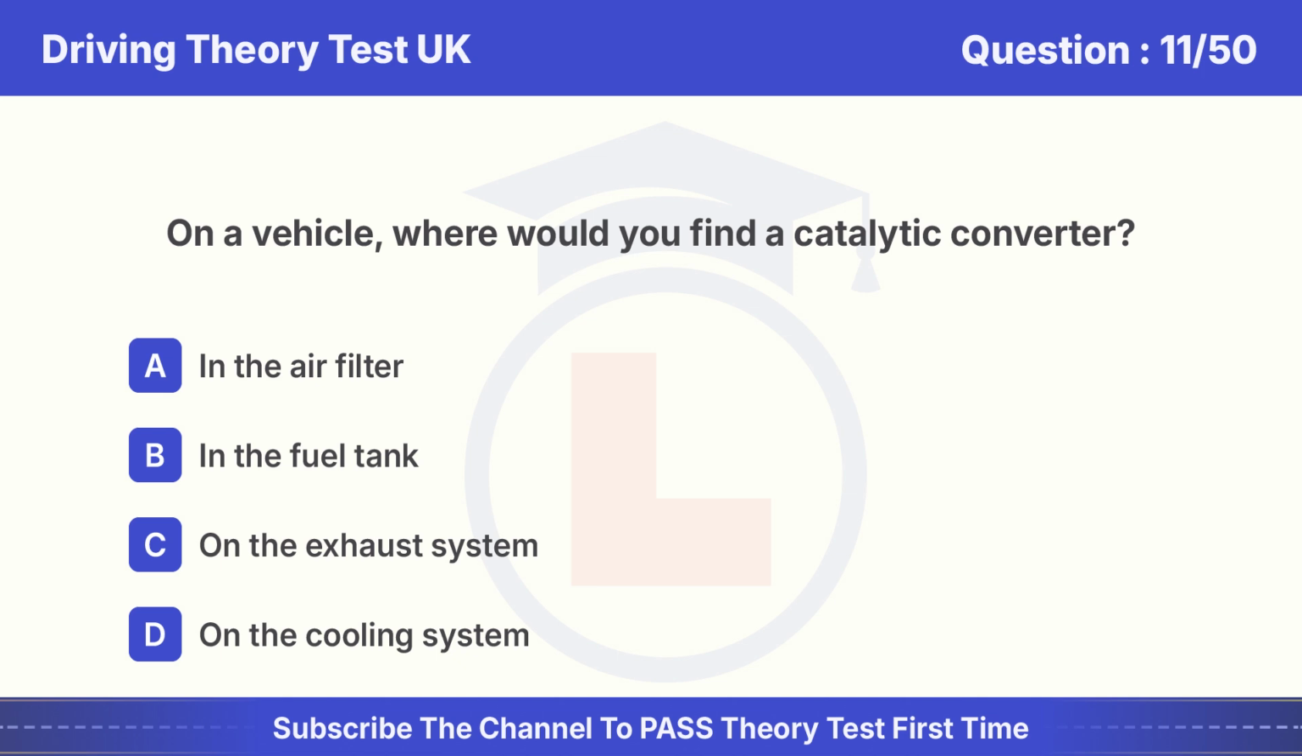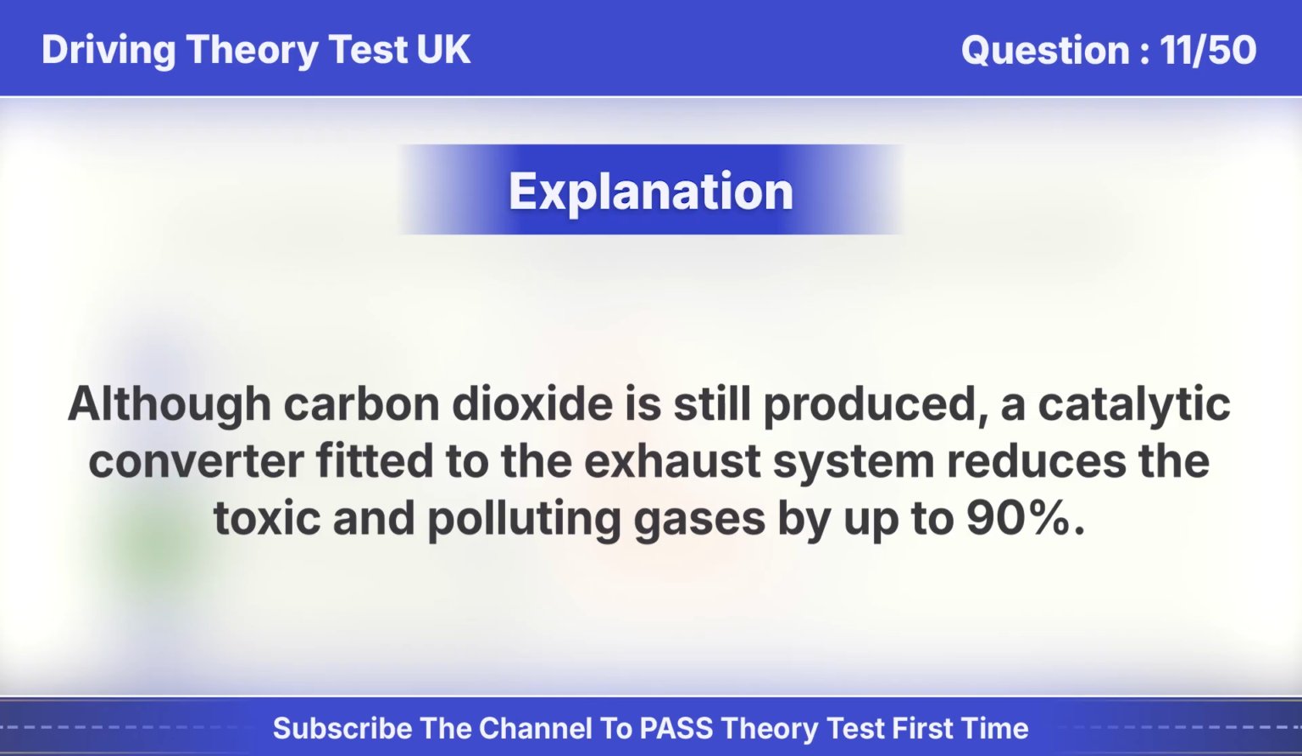Question 11. On a vehicle, where would you find a catalytic converter? Answer is C. On the exhaust system. Although carbon dioxide is still produced, a catalytic converter fitted to the exhaust system reduces the toxic and polluting gases by up to 90%.